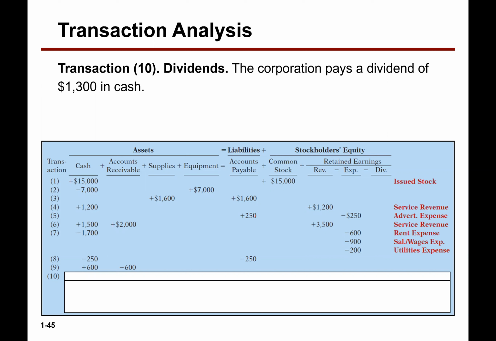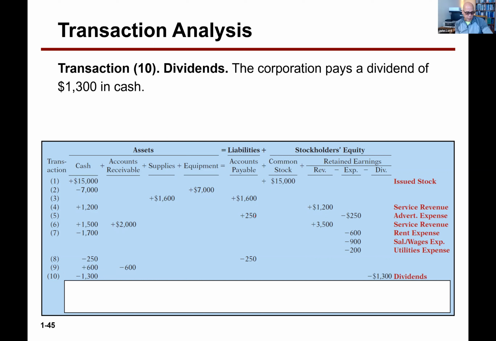The piggy bank, we pulled the little stopper out, we pulled the dividend out of retained earnings, didn't we? Yes. Okay, so my corporate cash comes down. If my corporate cash comes down, my dividend goes up. If my dividend goes up from 0 now to 1,300, my retained earnings comes down, doesn't it? Yes. Okay, there it is.